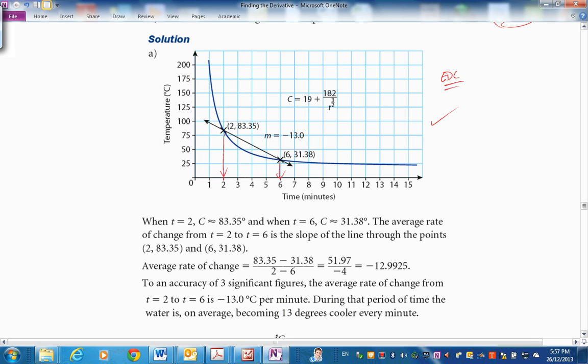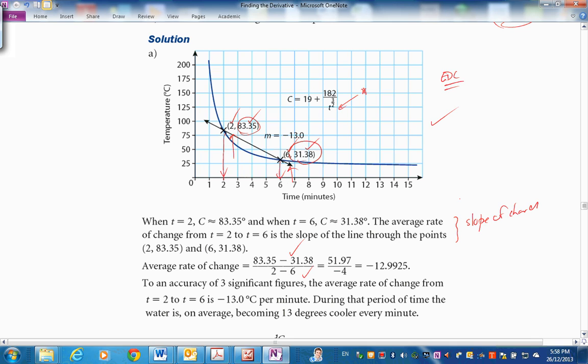Let's work out when t is 2. Let's put t is 2 in the formula and get the Celsius degrees at 83.5. When t is 6, let's put it in there and get the Celsius temperature 31.38. So, can we find the average rate of change? This is the slope of the chord between those 2 points. So let's do it. Y step over x step. So 83.35, take 31.38, there it is, over 2, take 6.